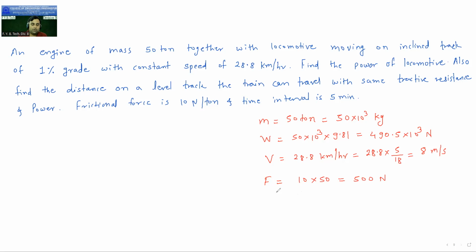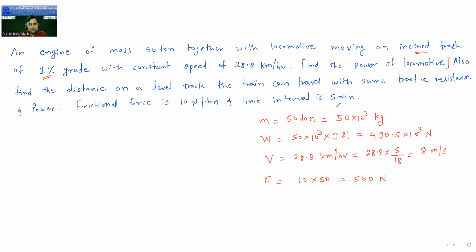So now we will draw the inclined plane first. Here what they have said, the engine of mass 50 ton together with a locomotive moving on inclined track of 1% grade. So slope of the track is 1% with a constant speed. Find the power of locomotive. इथं तुमचा फर्स्ट पार्ट संपला आणि इथनं पुढे सेकंड पार्ट चालू होते प्रॉब्लेमचा. ओके, फक्त तुम्हाला फ्रिक्शनल फोर्स हा घ्यायचा आहे जिथं जे कॉमन आहे तो.